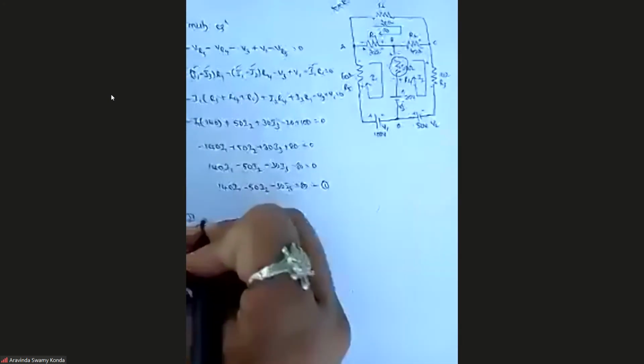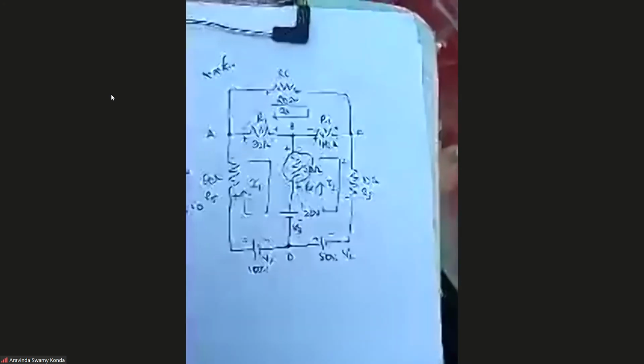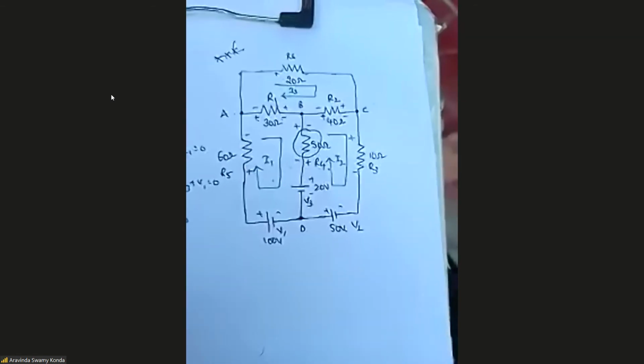So going to the second mesh. In the second mesh, how many elements are there? What elements are present in the second mesh? Tell me.